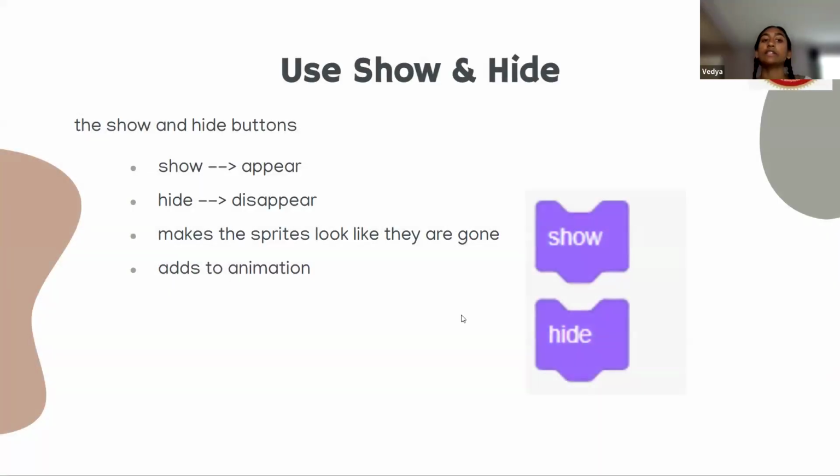And last but not least, we will also be using the show and hide blocks. So these are like the on and off button for your sprite. If you want a sprite to appear, then you'll use the show button. But if you want them to disappear or look like they ran off, then you'll use the hide button. In the catch the bus, we'll be using the hide and show buttons to make it look like the sprite caught the bus.